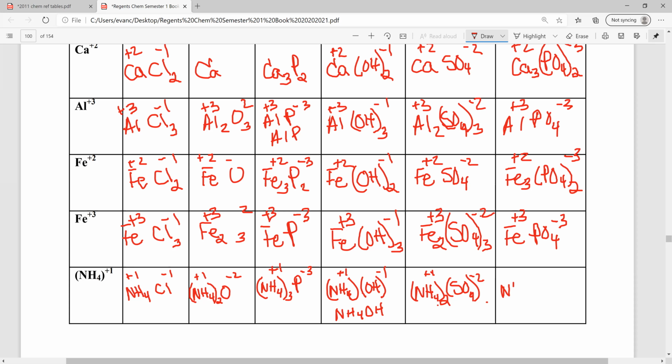So NH4, my ammonium, and it's a +1. And then my phosphate, oops, again, where my 4s are looking like 9s, in kindergarten handwriting. And there we go. And a -3. So then when I crisscross, I need 3 of the ammoniums to 1 of the phosphates.